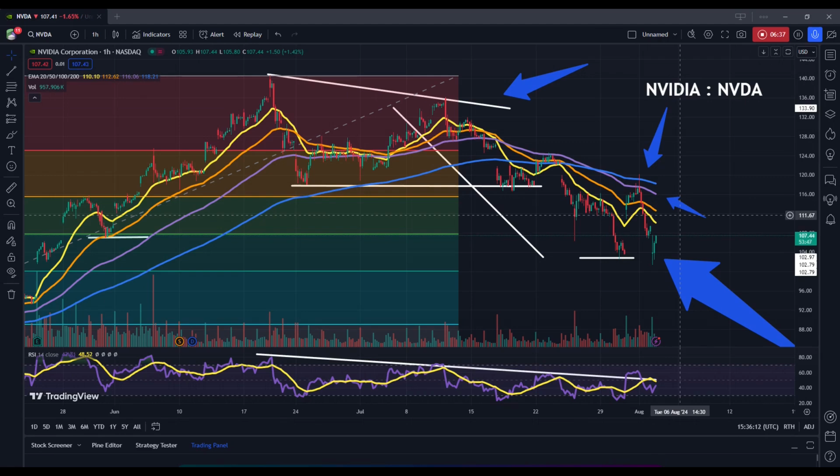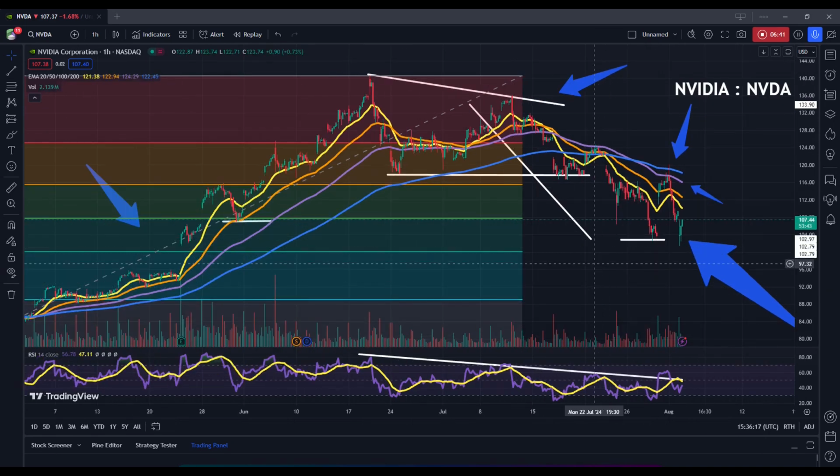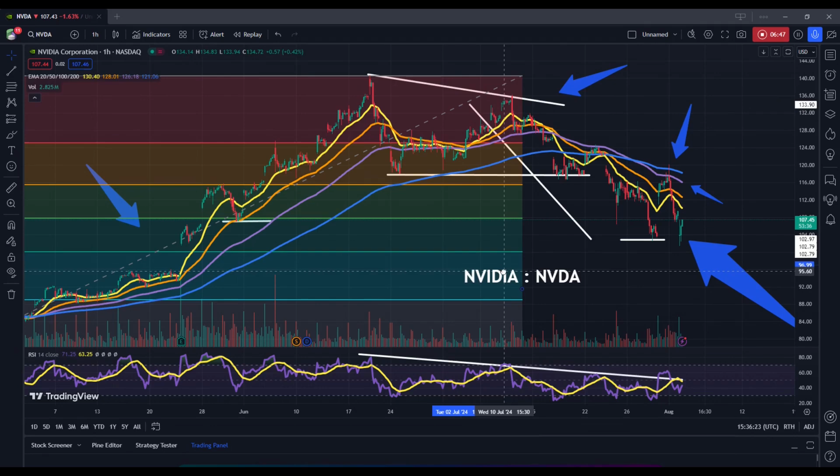NVIDIA did not release earnings this week, so this does suggest that the price movements here are not being directly based on developments that are occurring within the company itself.